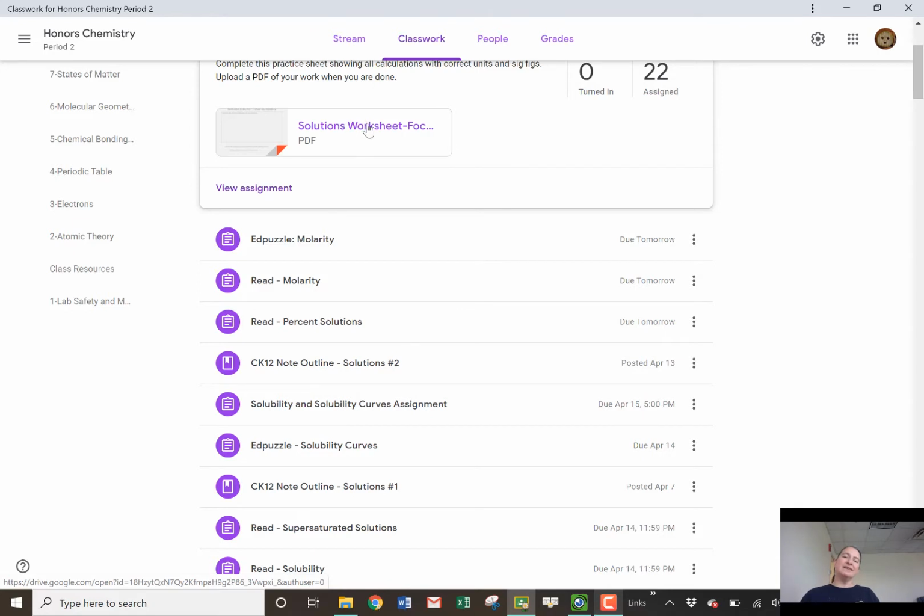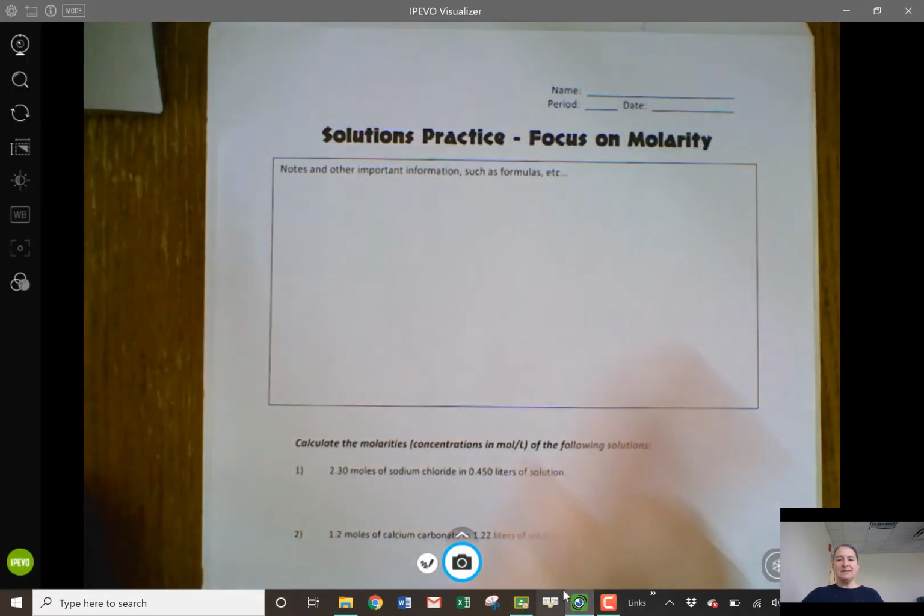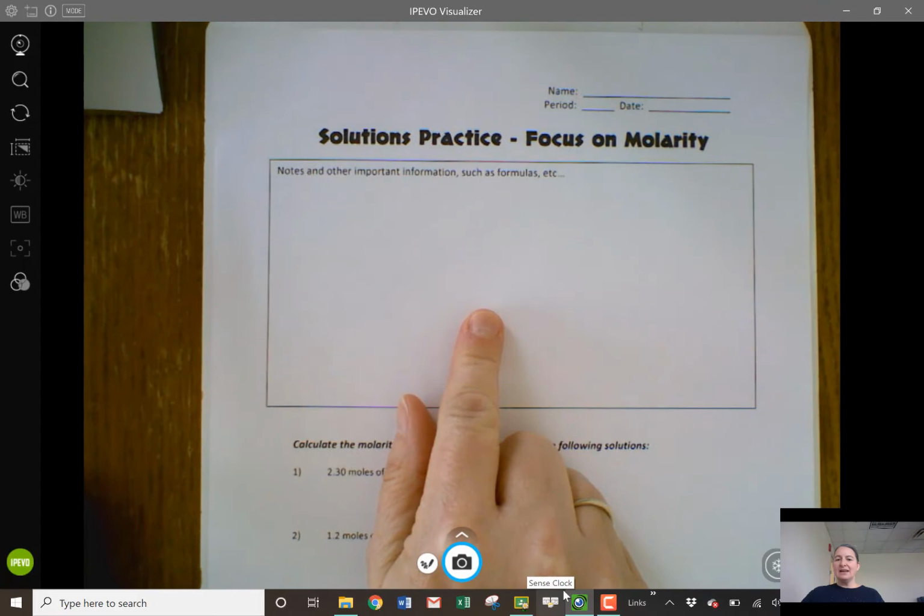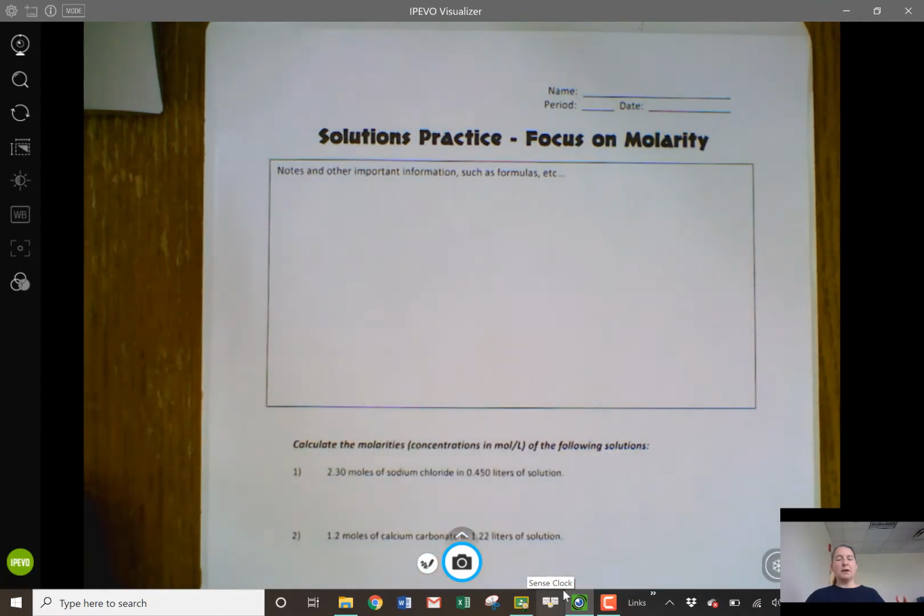That way I can take a look at it and see if there's anything else that we have to cover in class on Monday. The worksheet that I'm talking about is actually this one right here. If you print it off, great. If you don't, you can just work these problems out on a separate sheet of paper, take a PDF picture and send it to me.